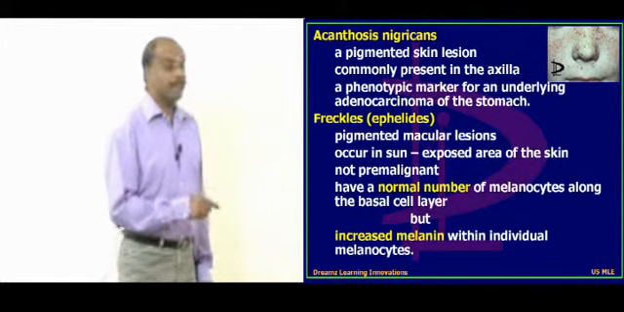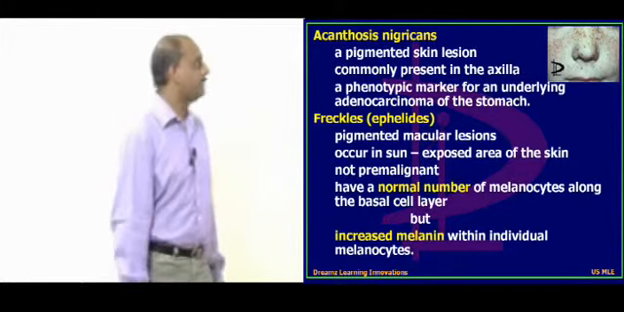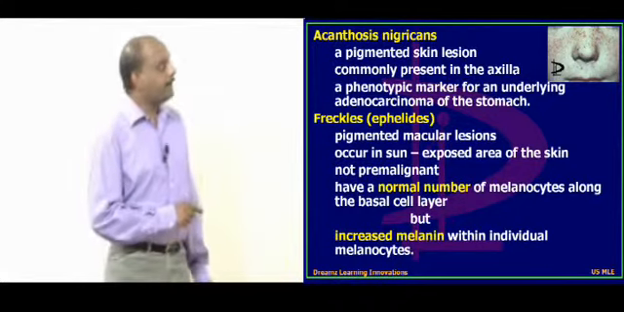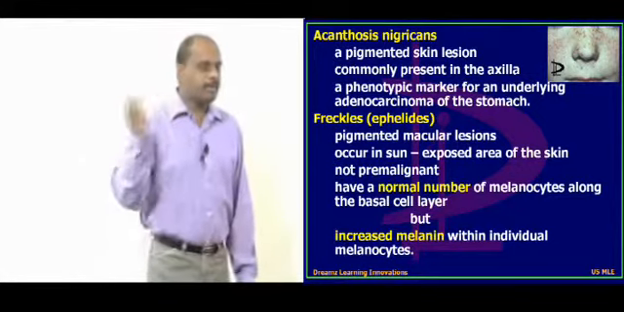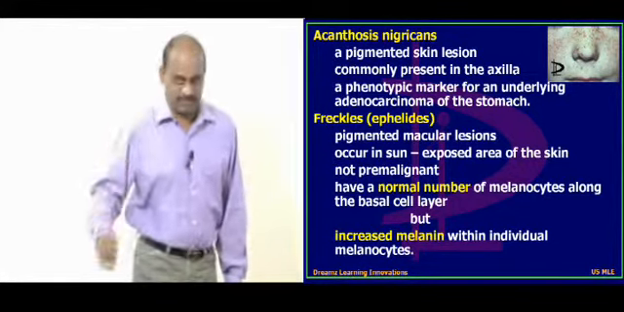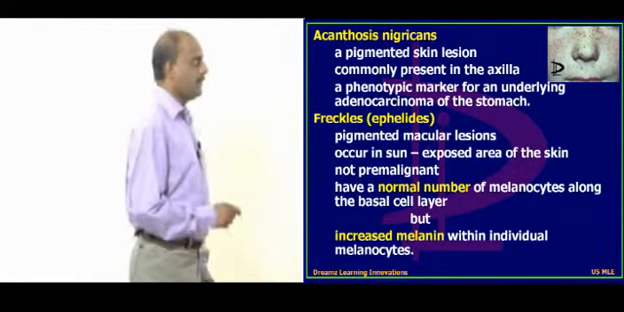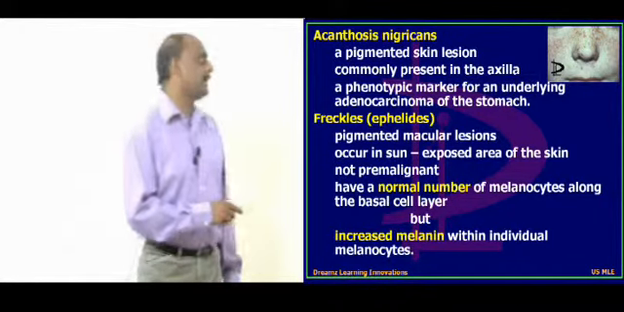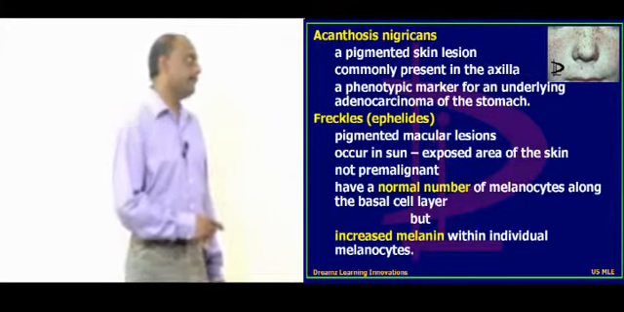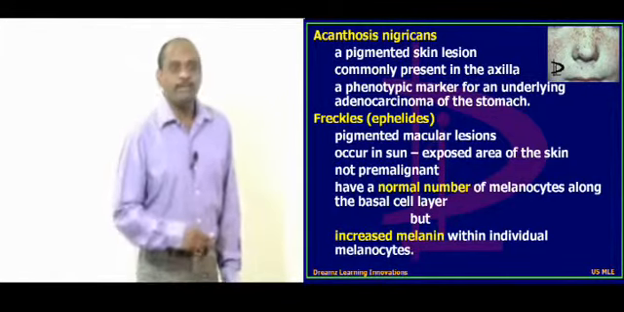Then what do you mean by freckles, otherwise called ephelides? Typically they are the pigmented lesions which are macular, is what you need to know. What is the difference between macule and papule? Macule is not raised. So macular lesions, typically they occur in the sun exposed areas of the skin and they are not pre-malignant, is what you need to basically remember. Now, why are these freckles occurring?